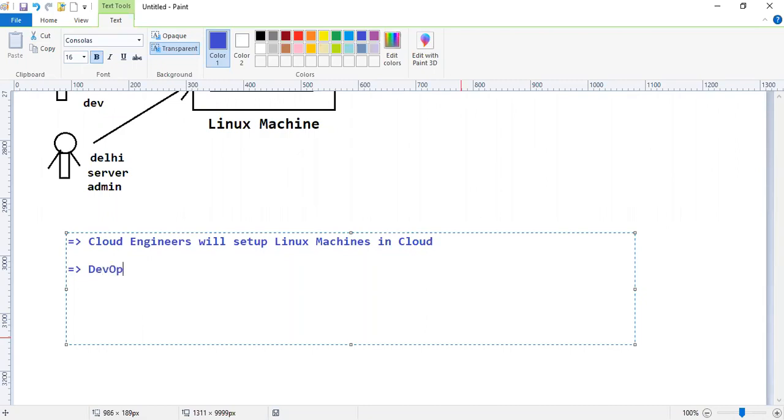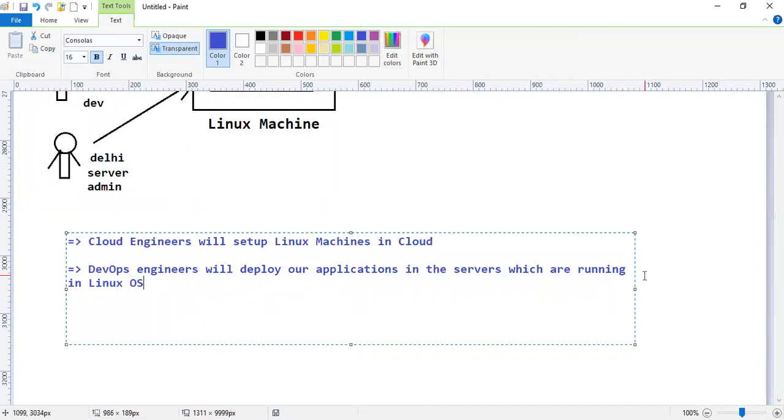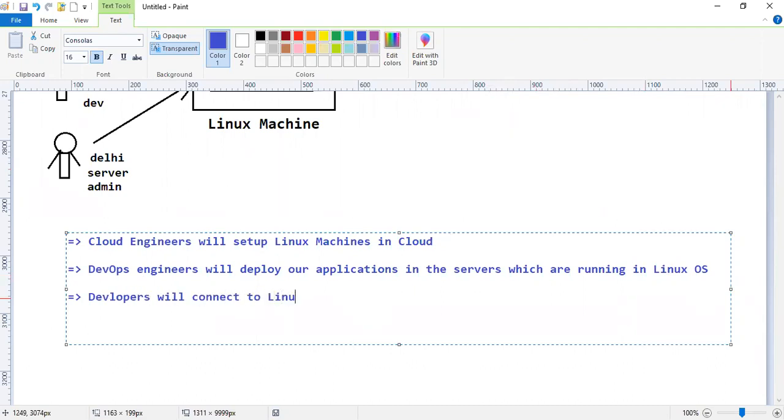DevOps engineers will deploy our applications in the servers which are running in Linux OS. Developers will connect to the servers. Developers will connect to Linux machines to check server or application logs.